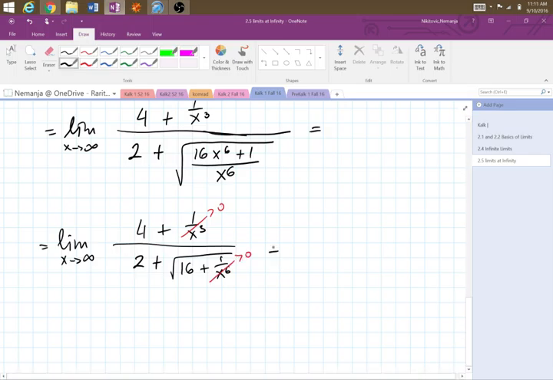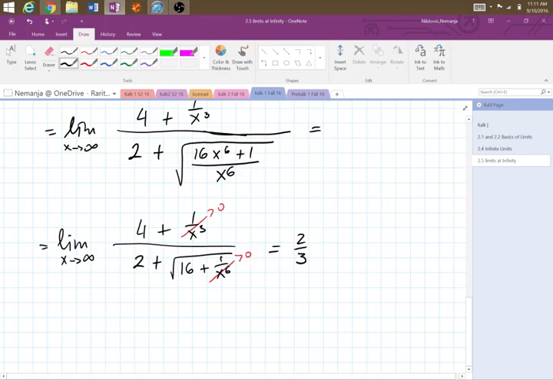And what's the answer? 2/3. Very good. Square root of 16 is 4. 4 plus 2 is 6. Cancel by 2. 4 over 6, cancel by 2 is 2/3. Very good.